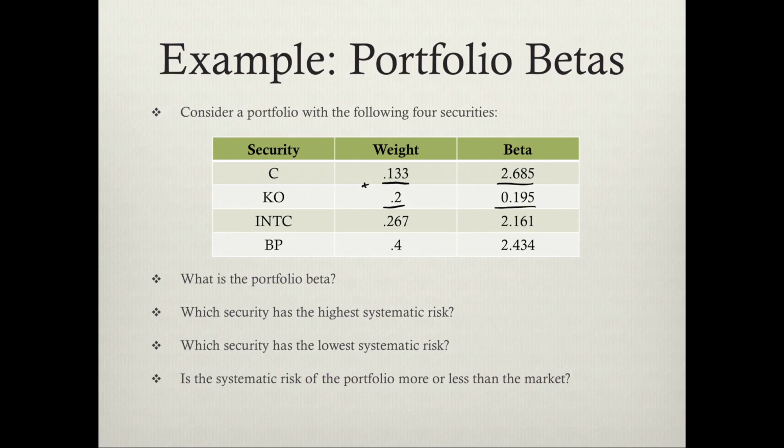So what we have here is the portfolio beta is going to be equal to the weight in Citigroup multiplied by its beta. As you can see, substantially high beta, a lot more market risk than the market index. And then we do the same for Coca-Cola. Add to it the weight in Intel multiplied by its beta, and then the weight in BP multiplied by its beta. And you end up getting a beta for the portfolio that is equal to 1.947. So the portfolio has more systematic risk than the market as a whole.